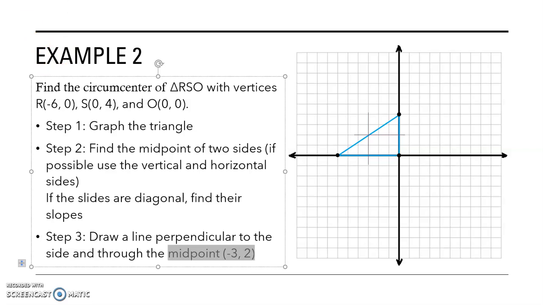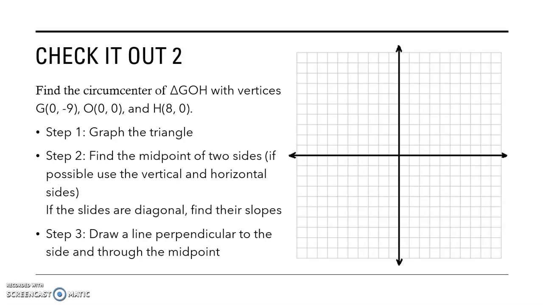Okay, so now you're going to try it. In check it out number 2, they've just given you different vertices. G is 0, negative 9, O is 0, 0, and H is 8, 0. So you're going to follow the same steps I did on that last example, and then you're going to watch the next video to learn about our next type of point of concurrency.